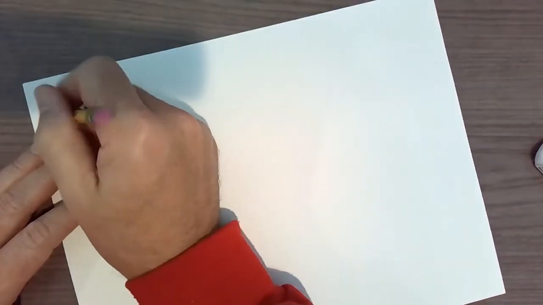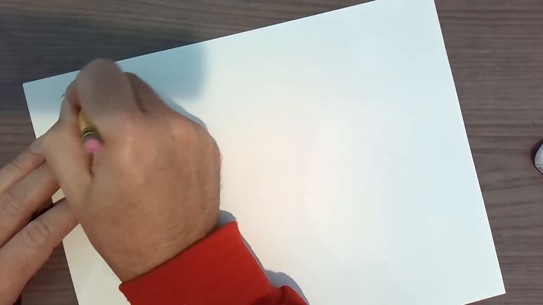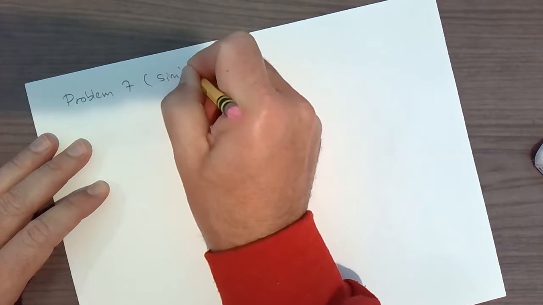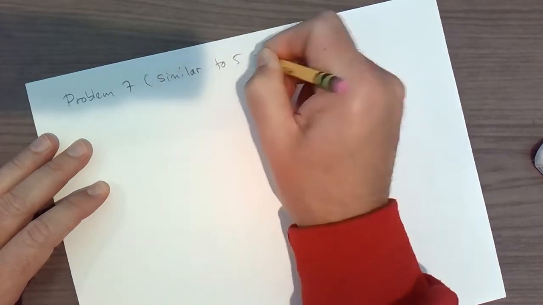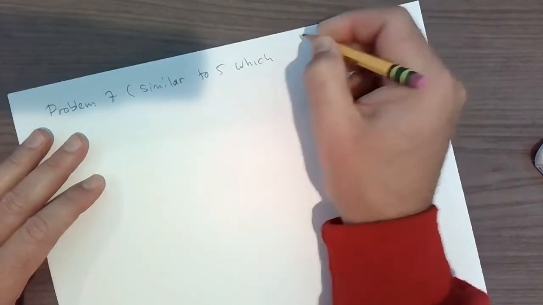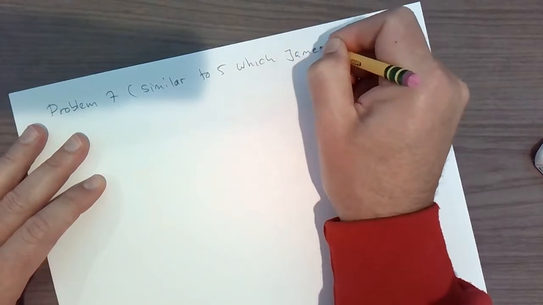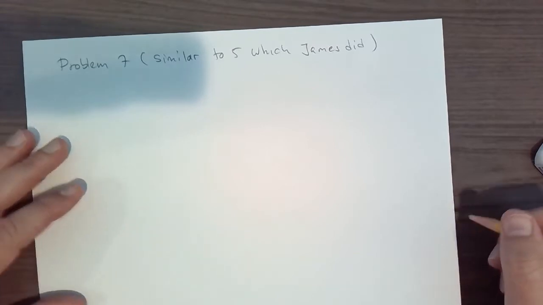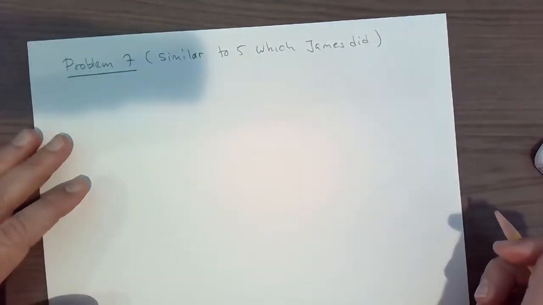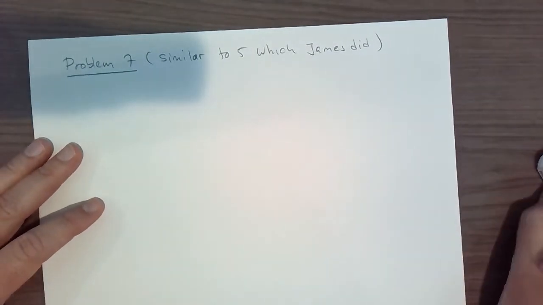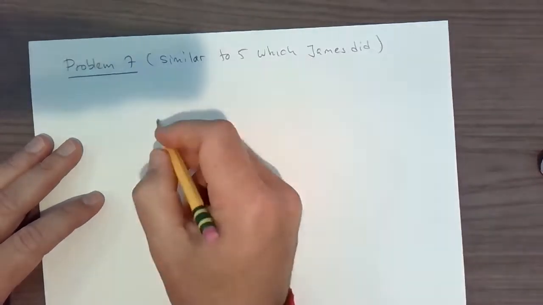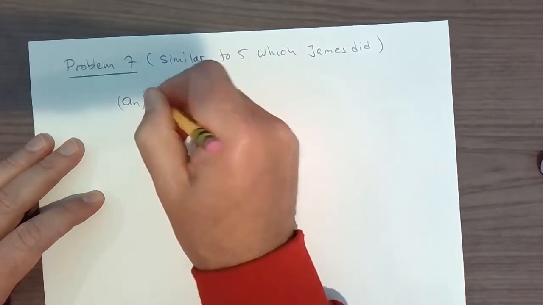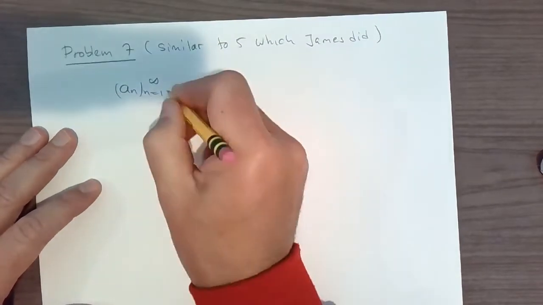This is quite similar to 5, which James did. What you're given is a recursion. You're given the description of a_n, which is defined recursively.